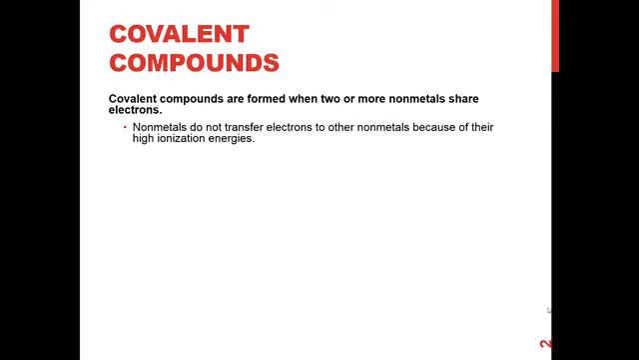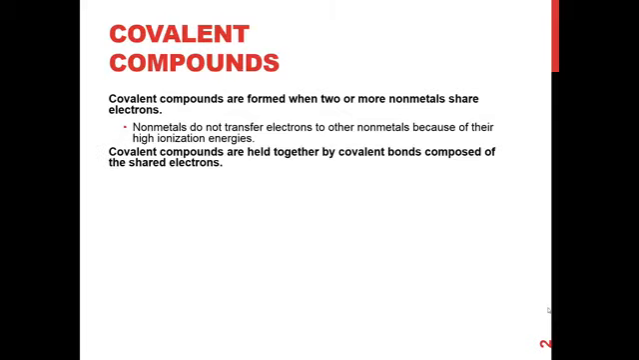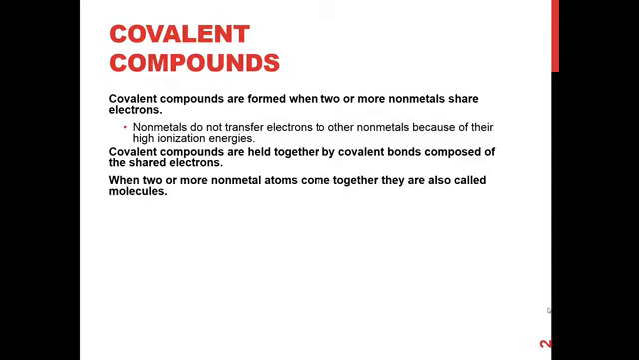The reason that nonmetals share electrons amongst themselves is because nonmetals have very high ionization energies, meaning it's very difficult for them to lose electrons. We'll talk more about ionization energies in a later chapter. For now, this is simply a tidbit of information for you to hold on to. Covalent compounds are held together by covalent bonds, which are formed out of those shared electrons.